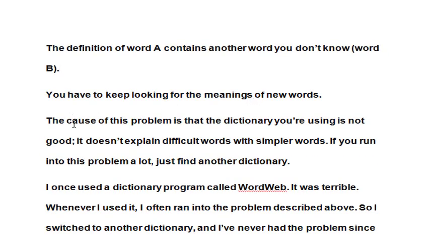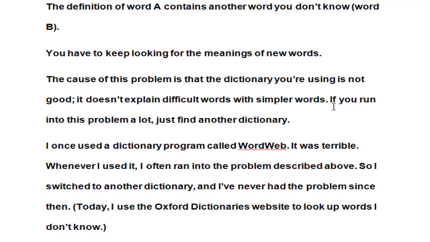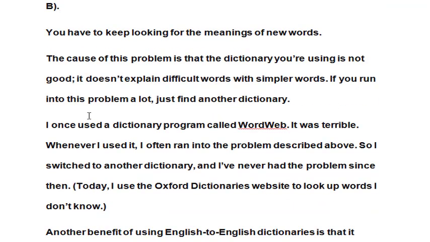The cause of this problem is that the dictionary you are using is not good. It doesn't explain difficult words with simpler words. If you run into this problem a lot, just find another dictionary.